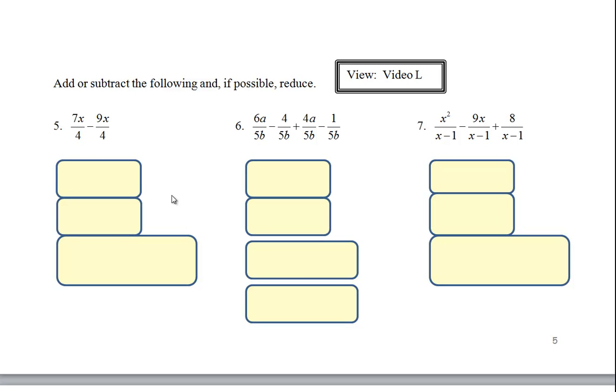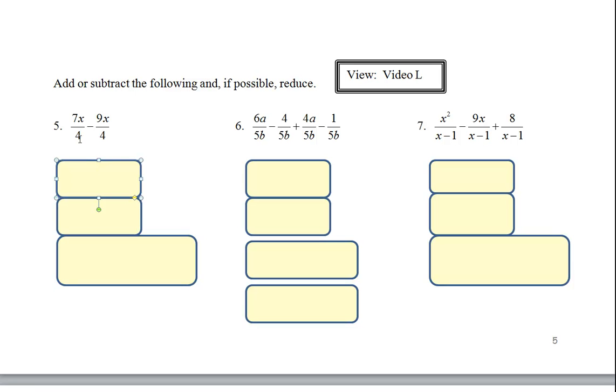Now we're going to look at some examples. So we have to add or subtract the following and, if possible, reduce. In the first problem, usually they'll do this. They start off giving you a common denominator, and normally you should go yay. But when they do that, be careful, because usually there's always something sneaky and underhanded that they do.